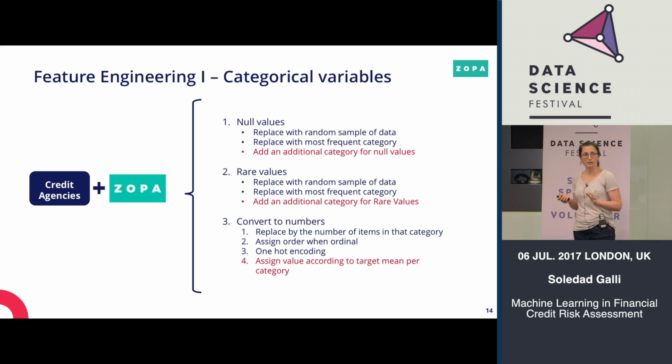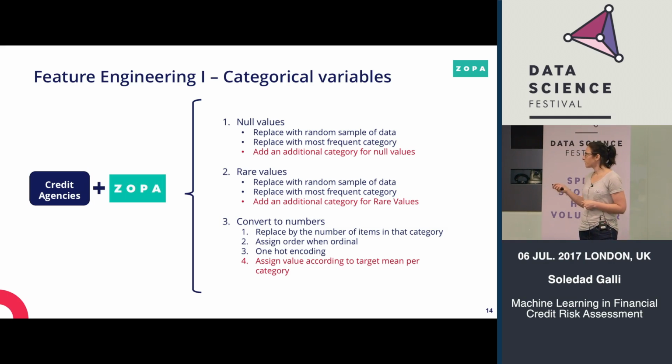At Zopa, we don't like doing any of that because we think that if the data is missing, it has to be for a reason. So what we do is we create an additional category that is called missing. So for a variable like postcode, it could be London, London, Manchester, missing, and so on.